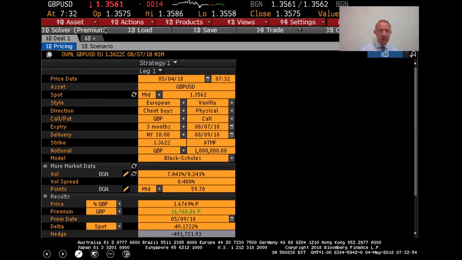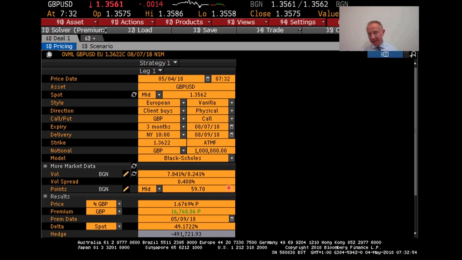Let's have a look at this currency option. It's a call on the pound, or if you prefer, a put on the dollar. But it's the right to buy pounds for dollars, and the strike price is 136.22. It's the right to buy £1 million at that rate in 3 months' time. We've got to pay a premium if we are the option holder of 59.7 points.